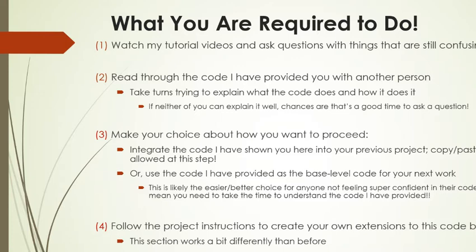Next, you're going to follow the project instructions to create your own extensions to this code base. This is going to be a bit different than before. I've given you 4 challenge areas that I want you to choose from some options to implement into your own program. You must choose a minimum of 1 from each category, although the last one I think I asked for 2. More is always better for really high scores, but don't overcomplicate it off the start. Choose 1 from each category.